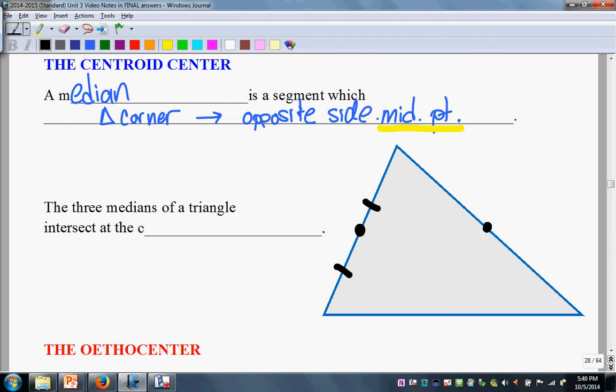Hatch mark. Remember, no hatch marks, no midpoint. Just eyeball that midpoint. Eyeball this midpoint. I'm going to pause for a second and let you catch up.